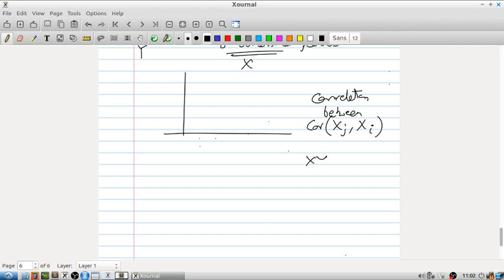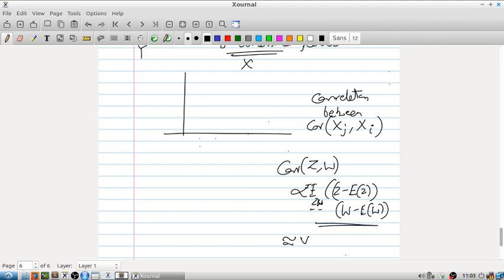For two random variables Z and W, the covariance is just the expectation of Z minus expectation of Z, times W minus the expectation of W. Correlation is just a normalized version of that. Normalized means you just divide by the square root of the variance of Z and the square root of the variance of W. This should be familiar to you.